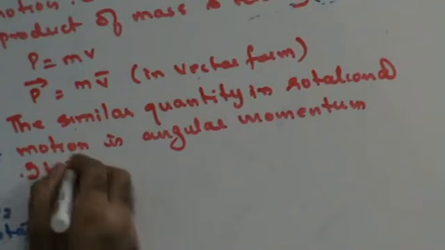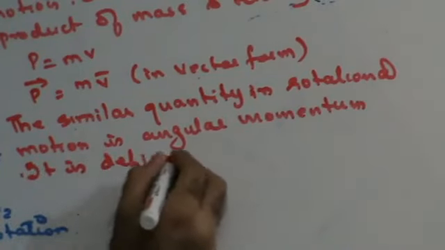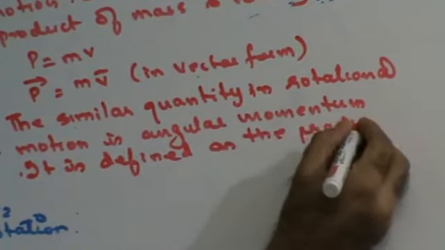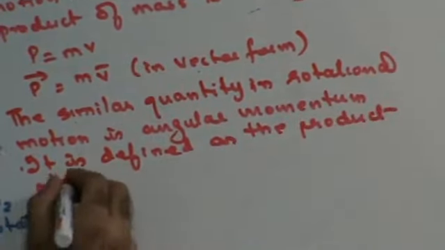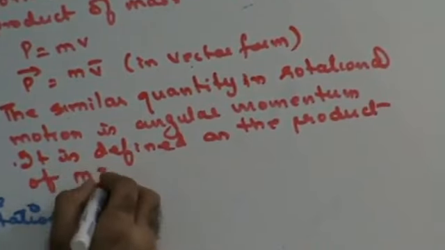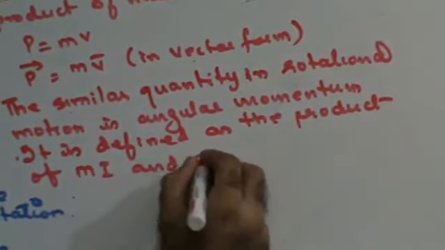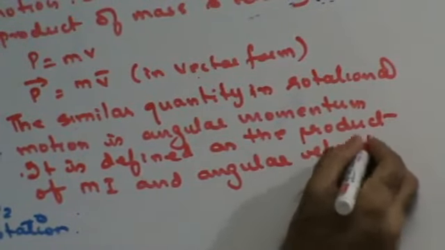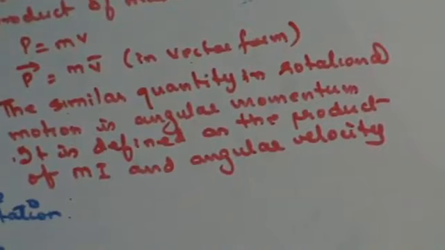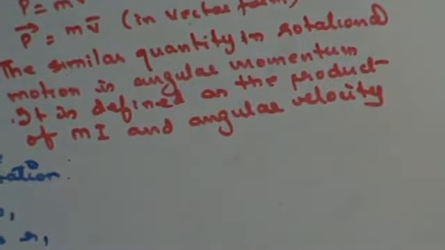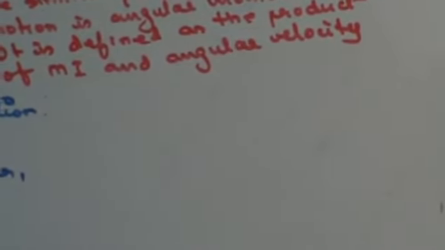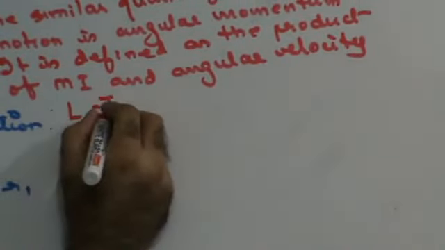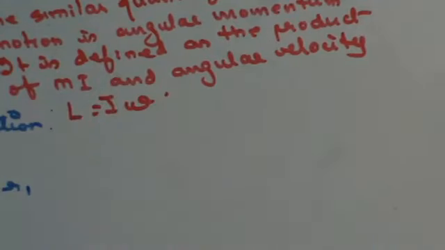It is defined as the product of moment of inertia and angular velocity. So what linear momentum is for translation motion, angular momentum is for rotational motion, right? Therefore, I can say L is I omega, right?